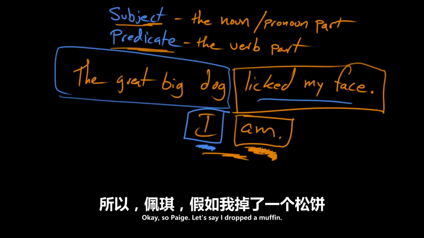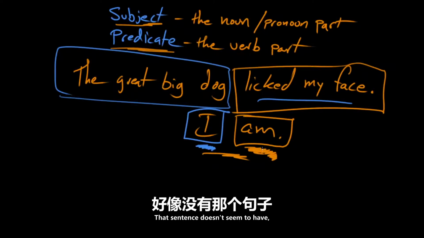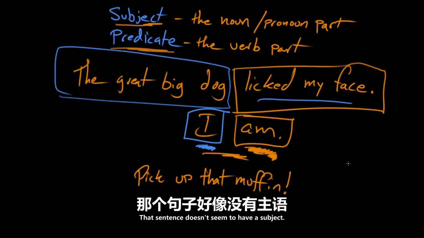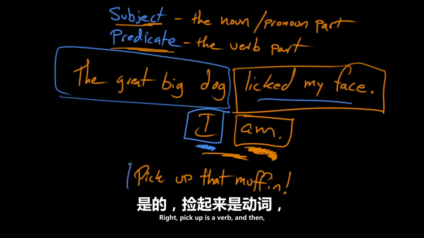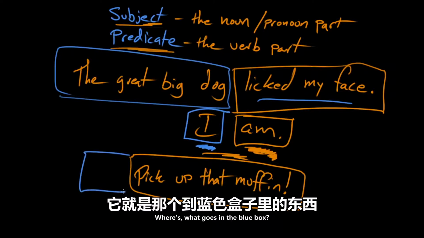Okay, but Paige, let's say I dropped a muffin. Right. And you told me, pick up that muffin. Uh-huh. That sentence doesn't seem to have, so let me write that down. That sentence doesn't seem to have a subject. I see how all of this is predicate. Right. Pick up is a verb. And then the muffin is the thing that's being picked up. Like, that's all one thing. What goes in the blue box?